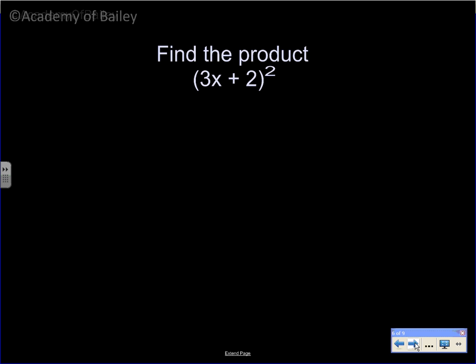This one says find the product. You have 3x plus 2. Actually, you have the quantity of 3x and 2 squared. So we know what it means to square something. It means you just take whatever's being squared, multiply it by itself. So what is being squared? 3x plus 2 is being squared. So you take 3x plus 2 and you multiply it by itself.